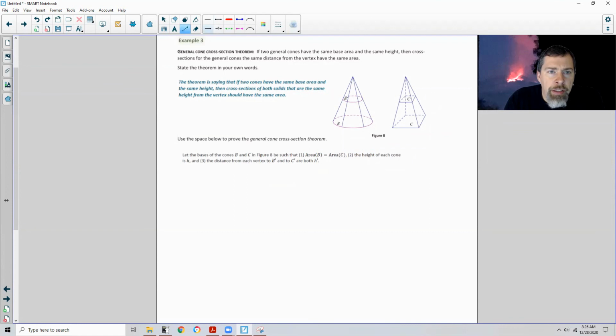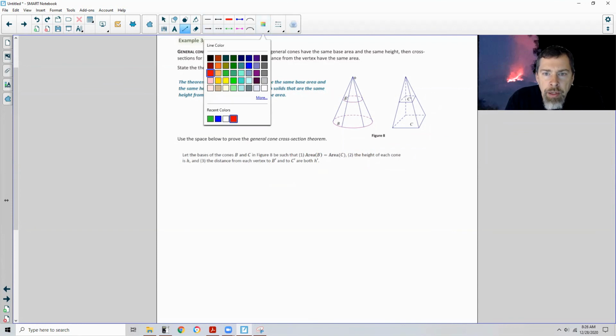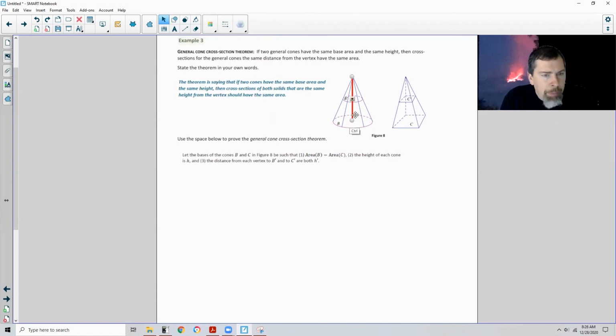So what they're saying here is if I take a segment and draw it from this point straight down perpendicular to the base, and I copy that and make it the exact same length and put it in here, then the height of both of these is equal. They're both going right down and they're perpendicular to the base, like so, 90-degree angle. So these h's are congruent. So the height of each cone is h. So I'll call this h and call this h.